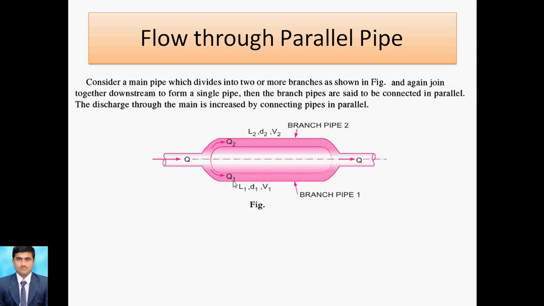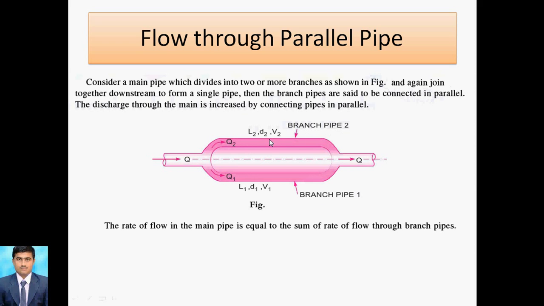So this figure indicates that two or more branches will be there, where the pipe is divided into two parts. Again, they can reform, or we can say join together, to form a single pipe. So this branch of pipes is called a parallel pipe, and the discharge through the main pipe is increased by connecting the pipes in parallel. So there are two branching pipes, pipe 1 and pipe 2. Here branch pipe 1 and branch pipe 2 have L1, D1, V1 and L2, V2, D2.